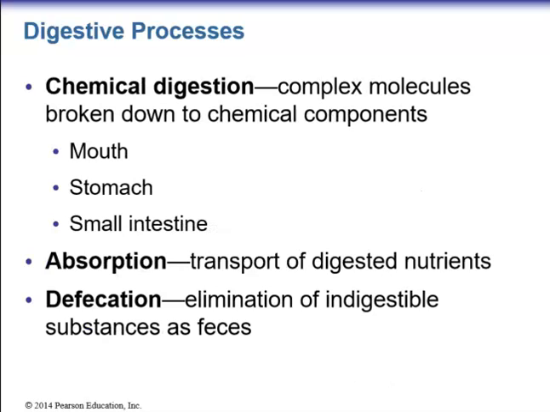Next, we have chemical digestion. This is when we have complex molecules such as enzymes that break down food into its smaller components, and we can find enzymes being secreted in the mouth. We have salivary glands that secrete salivary enzymes. In the stomach, the acidic environment of the stomach helps with the breakdown of food.